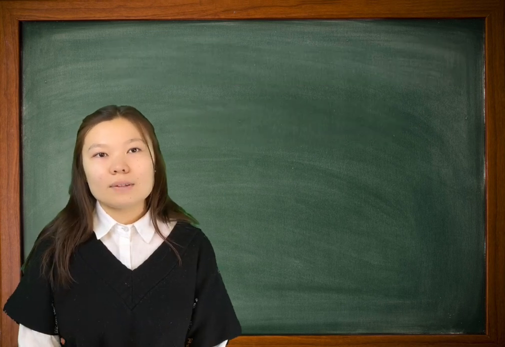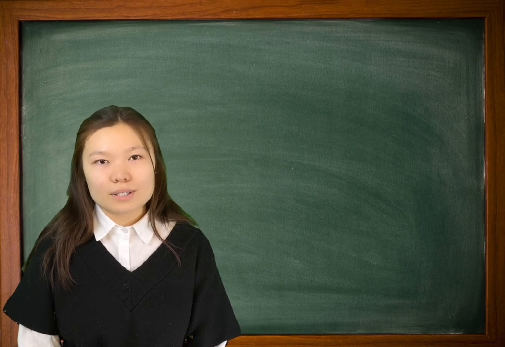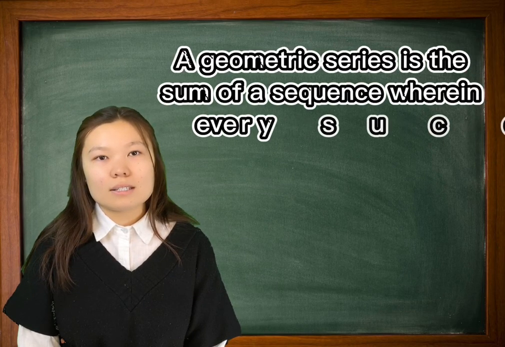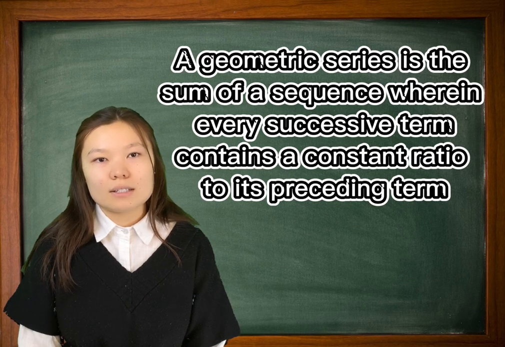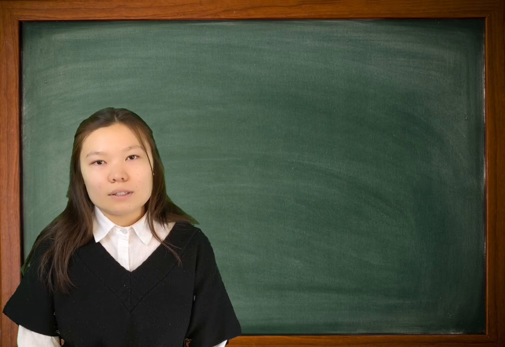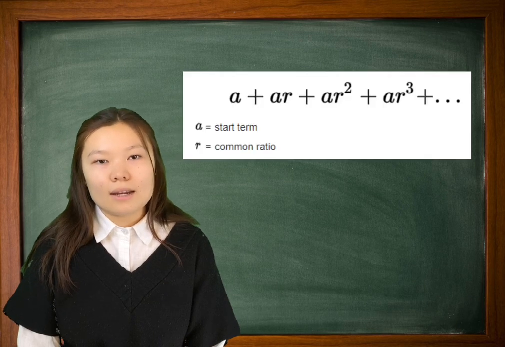Before learning the infinite geometric sequences formula, let us recall what a geometric sequence is. A geometric series is the sum of a sequence wherein every successive term has a constant ratio to its preceding term. An infinite geometric sequence has an infinite number of terms and can be represented as ar^n to infinity. Let us learn the infinite geometric series formula.